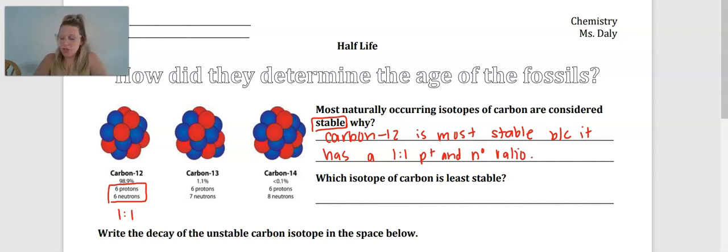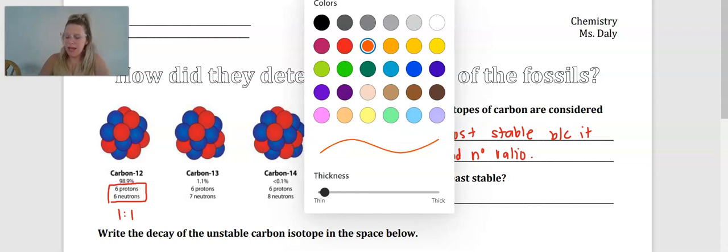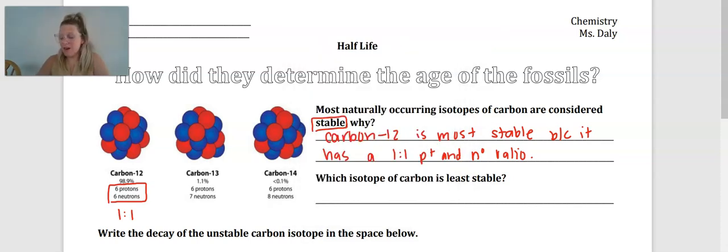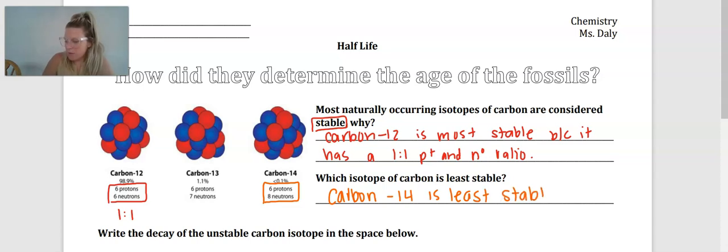Which of our carbon isotopes, carbon-12, 13, or 14, is most unstable? Again, this depends on the proton to neutron ratio. The greater the difference, the less stable it is. So we have 6 to 8. This is going to be our least stable. So carbon-14 is least stable. Now, carbon-14 is the radioisotope that's used to help us do carbon dating, or to help us determine how old a fossil may be.